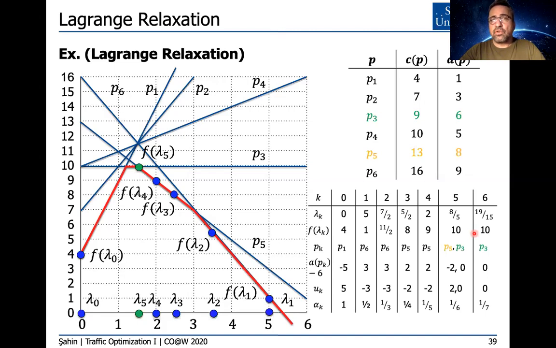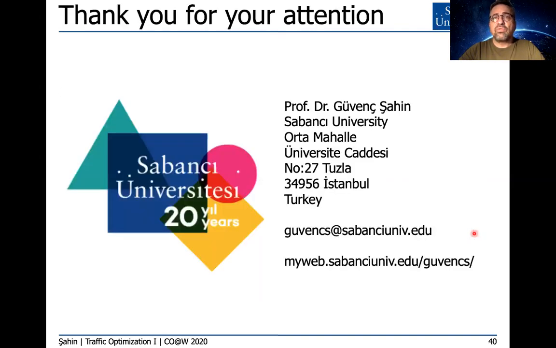This is the end of the first lecture. I hope that you understood how to model some traffic problems in terms of constrained shortest path and how to deal with constraints using Lagrange relaxation.